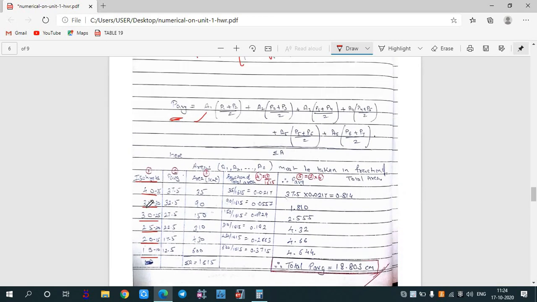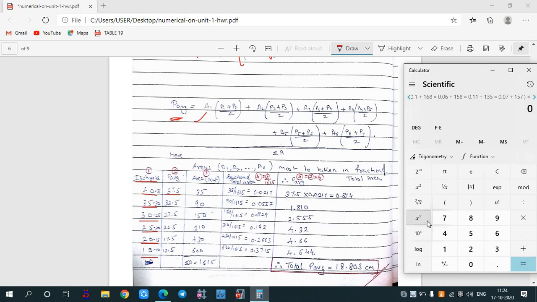Okay. So we have to take the average of this. So 40 plus 35 divided by 2, that will give you 37.5. Let me check. 40 plus 35 divided by 2. So we are getting 37.5.